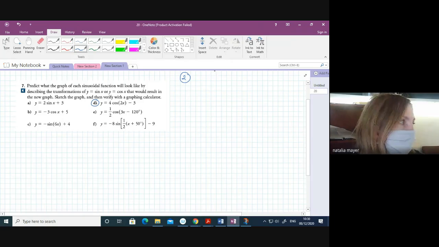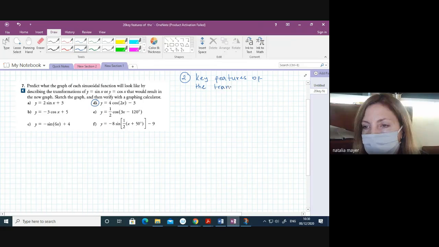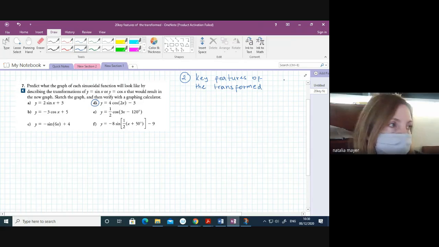So the second method is about analyzing key features of the transformed function. And I need your help in identifying the key features. Okay, so key features of the transformed function. So what are the key features?